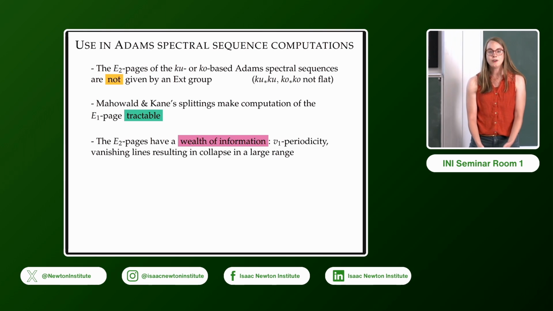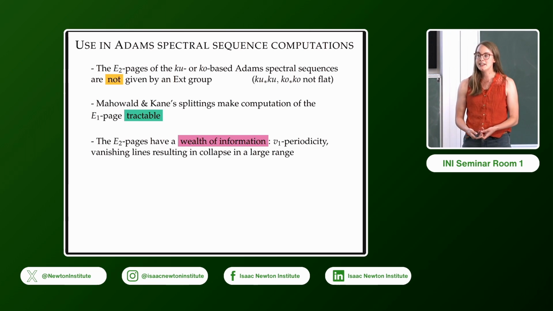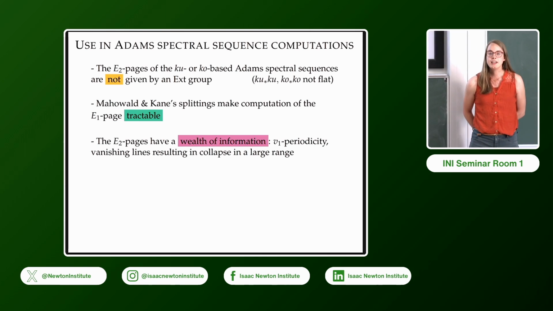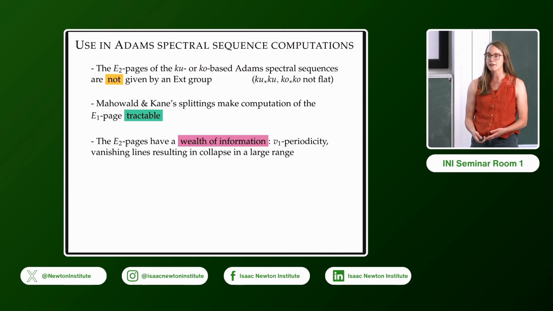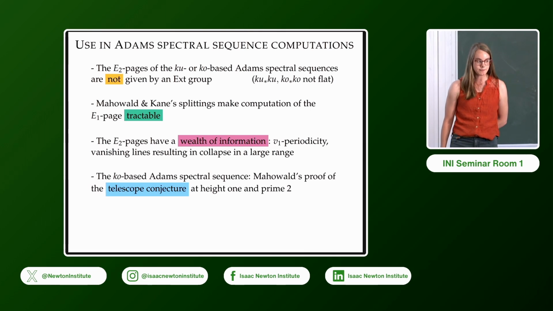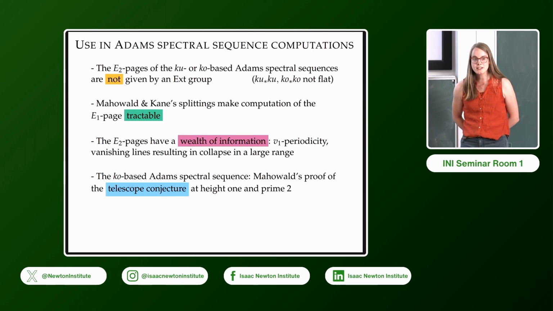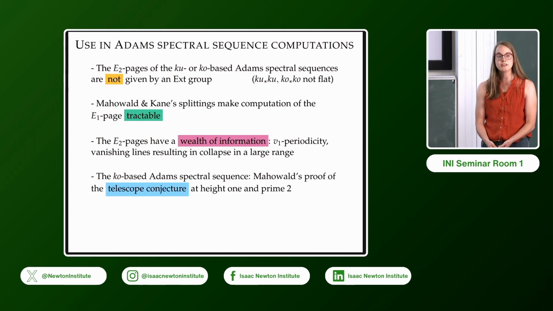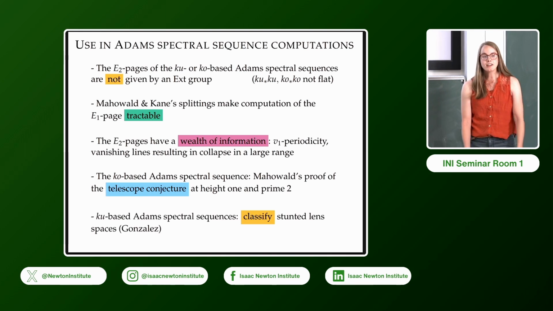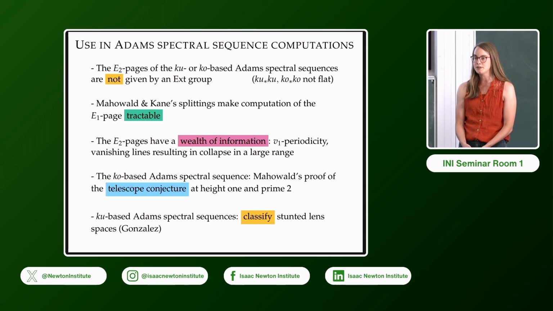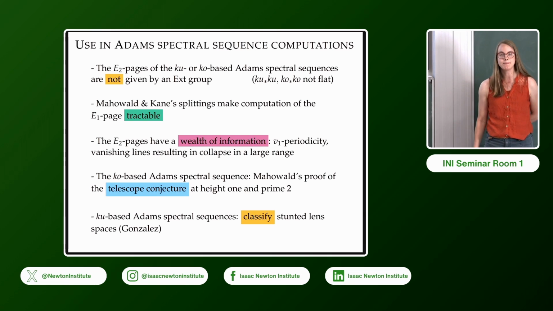And these have a wealth of information. So specifically, they really highlight v1 periodicity in the stable stems, and also have vanishing lines, which result in collapse of the spectral sequence in a large range. In particular, the KO-based Adams spectral sequence is what Mahowald used to prove the telescope conjecture at the prime 2 and height 1. And Gonzalez used the KU-based Adams spectral sequence to classify stunted lens spaces.